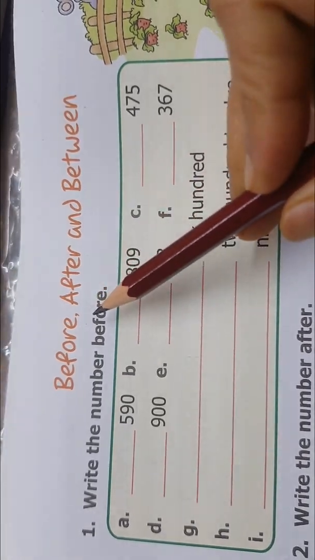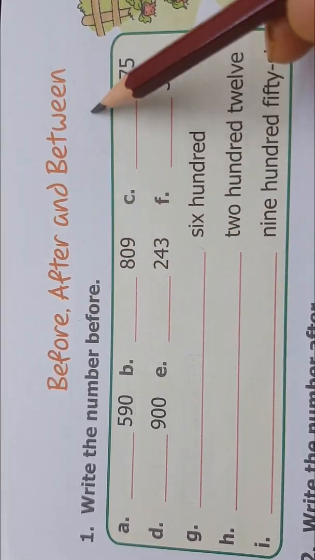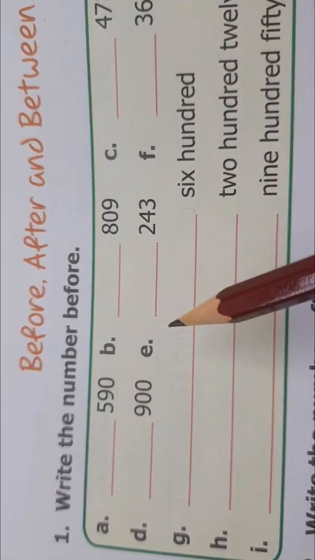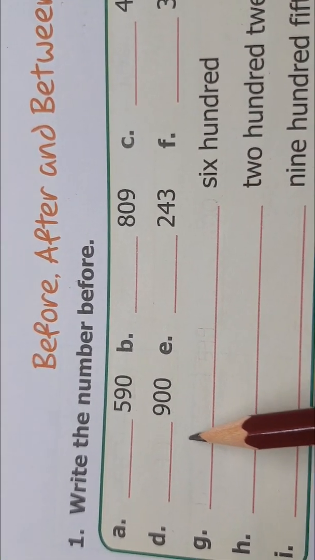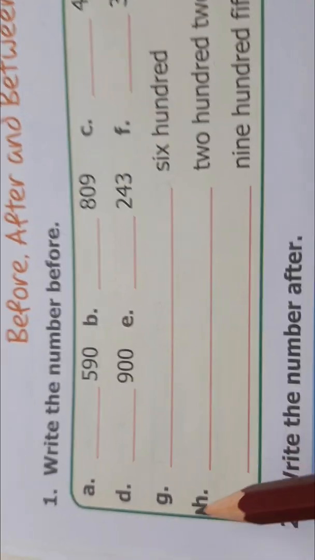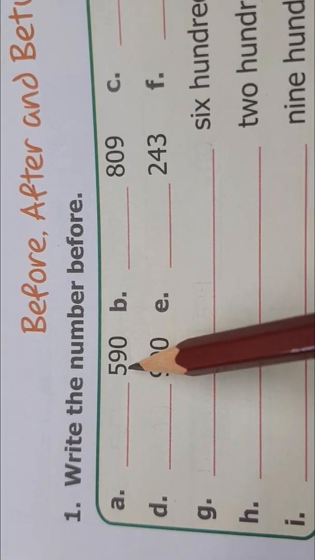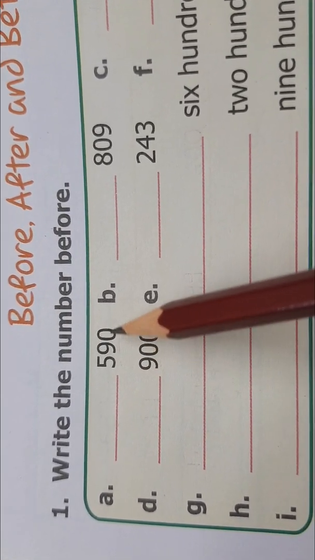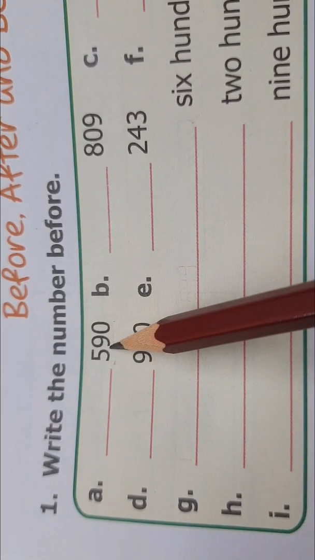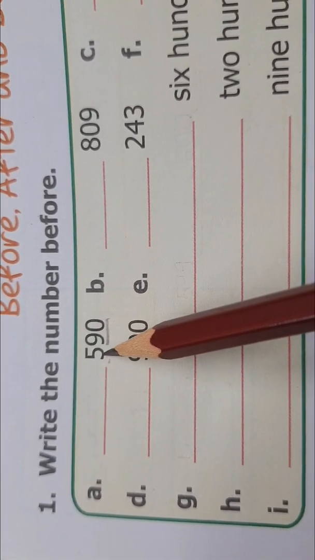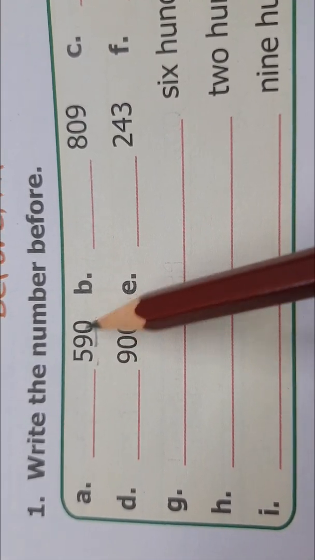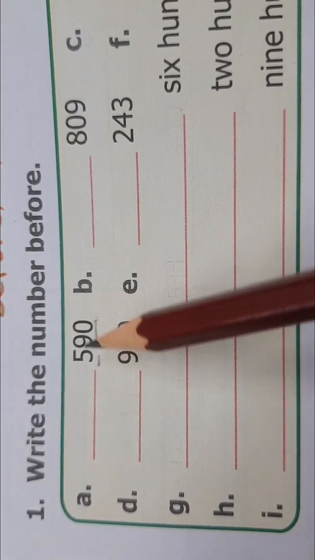Children, now let us practice before, after and between with the help of these exercises. In the first exercise, we will write the number that comes before the given number. So let us start with the first one. First number is 590. So how are we reading it? 590. 100s at one go and tens and ones at one go, that is 590.